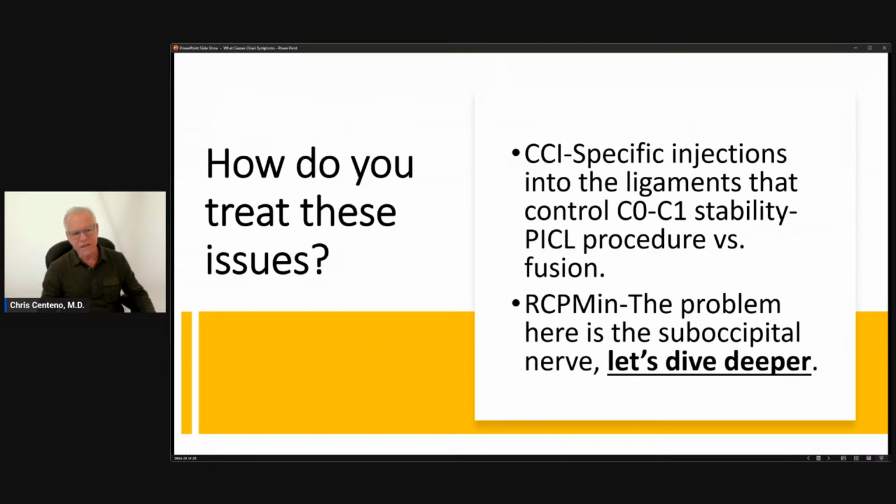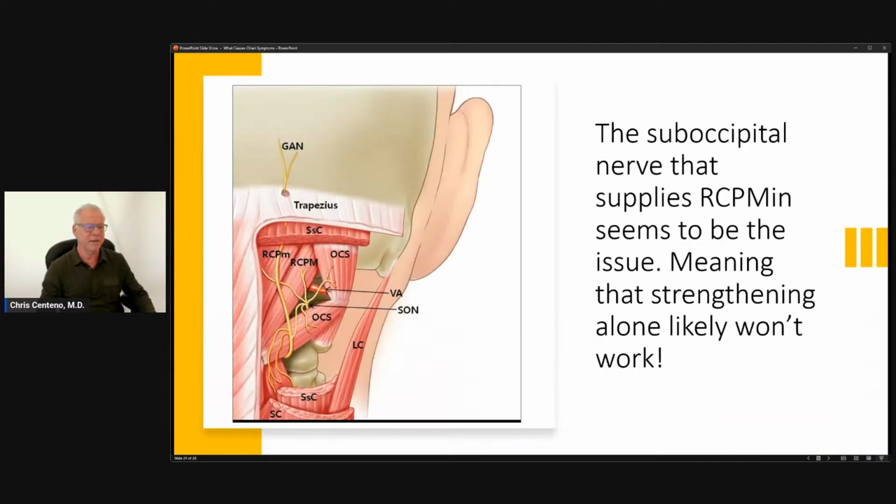So how do you treat these issues? Well, we've been doing it a long time by treating craniocervical instability through that PICL procedure. Obviously, you can also get a fusion there, but that's a big surgery, just like the posterior fossa decompression. And then if it's this suboccipital nerve, let's dive a little deeper into what that is. So there's a suboccipital nerve here that innervates these muscles that we've been talking about. That's this one right here.